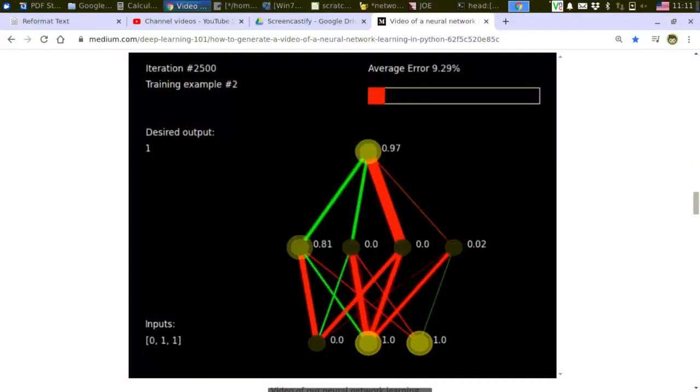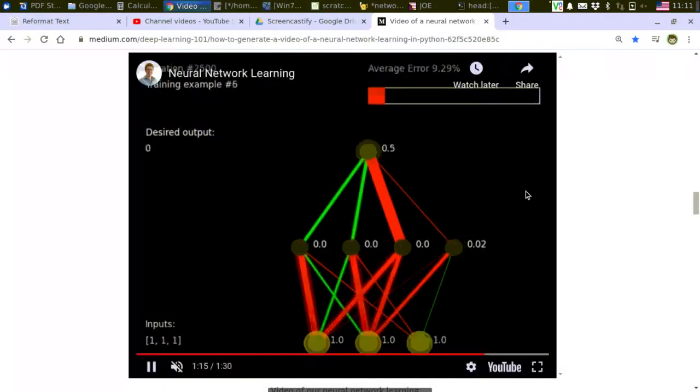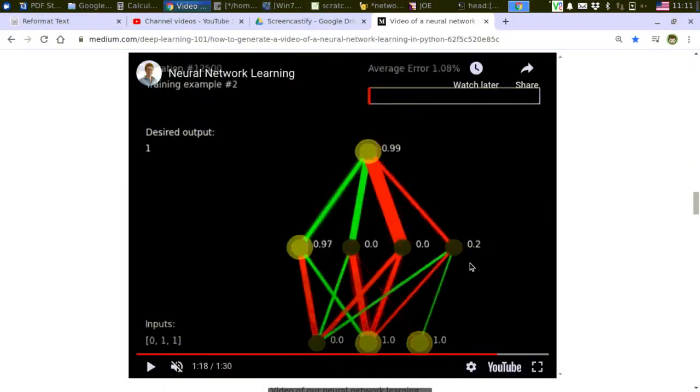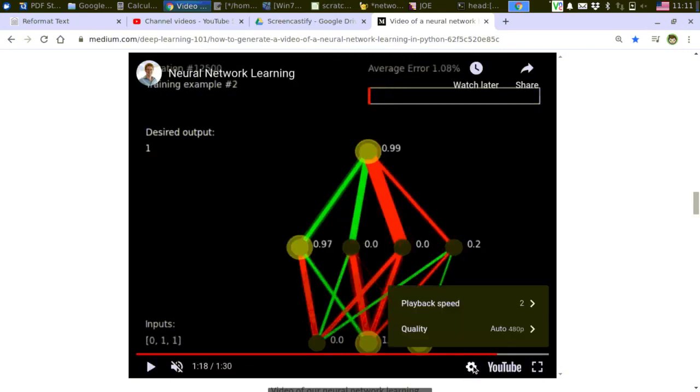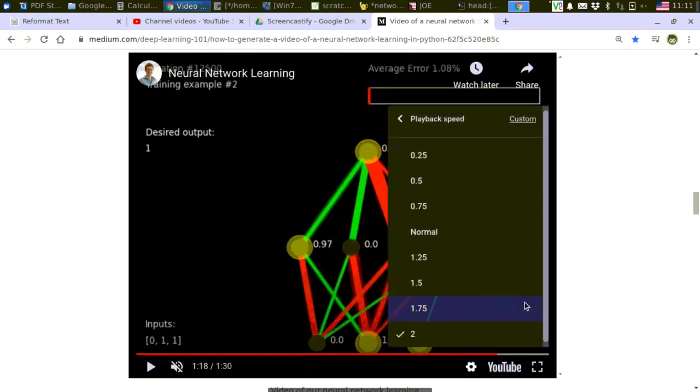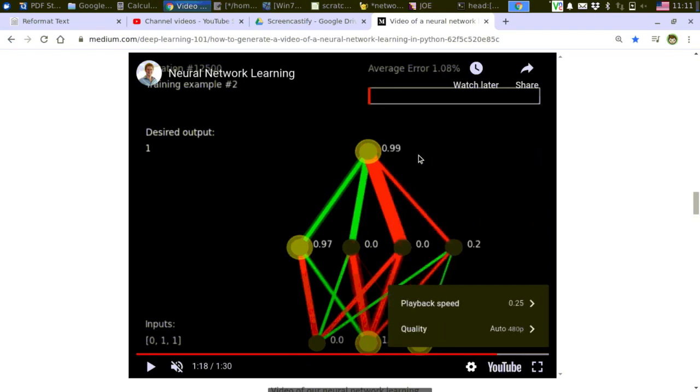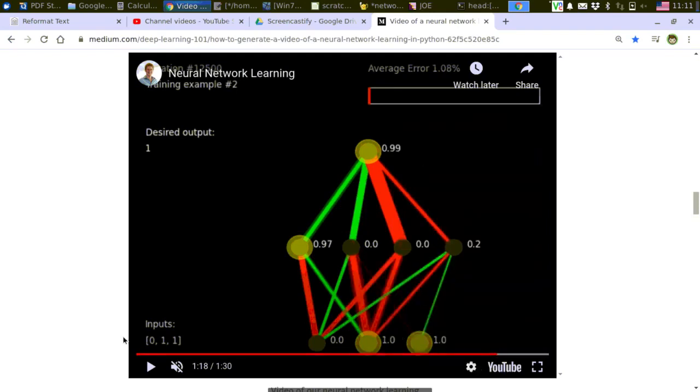So you can see that there are a lot of changes occurring in this network. And now I will stop it and we'll go at a slower speed. And you'll see that it most likely has learned the patterns at this point. So here we have 0, 1, 1, which is off, on.